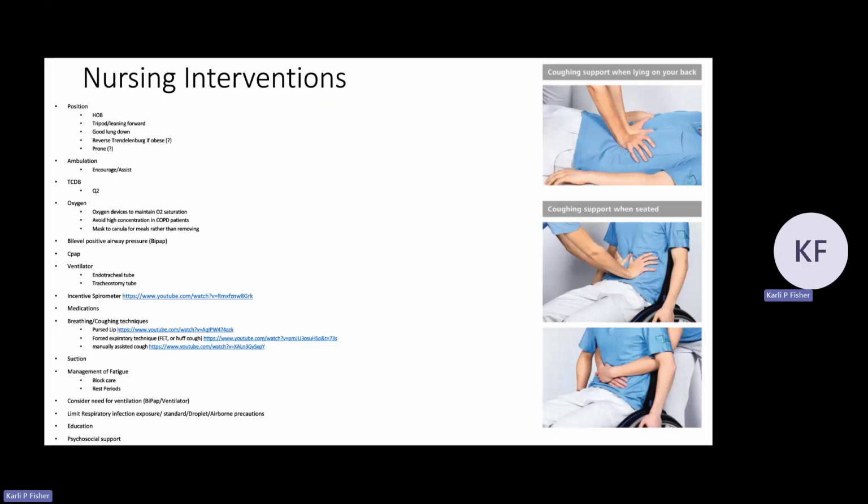All right, nursing interventions. So position, ambulation, turn, cough, deep breathe, oxygenation, BiPAPs, CPAPs, ventilators, incentive spirometers, medications, breathing and coughing techniques, suction, management of fatigue, consider the need for ventilation, limit respiratory infection exposure, education, and psychosocial support. Okay. So first going into positioning.